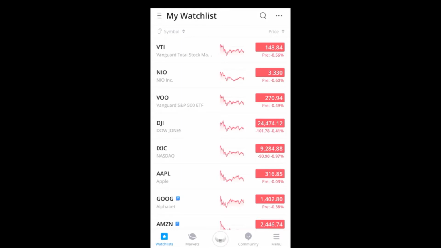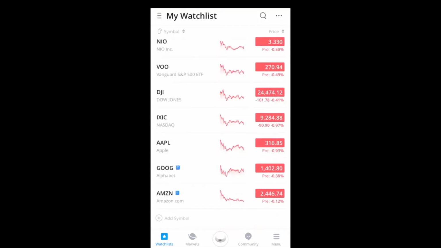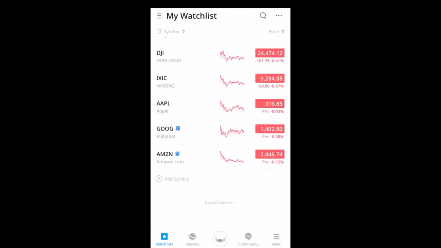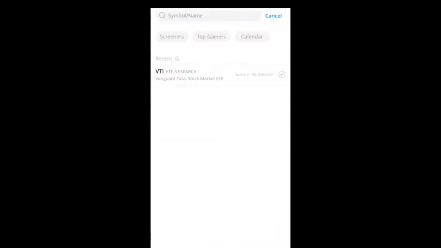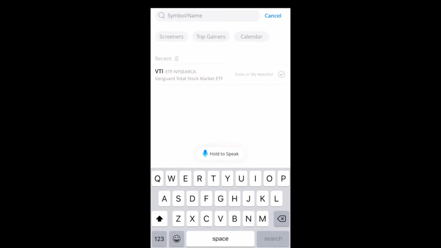As you can see listed here, at the top I have the Vanguard Total Stock Market ETF. I have NIO, which is a Chinese electric car company. I have VOO, which is another Vanguard ETF specifically for the S&P 500. And then I have a few other indexes and a few individual stocks. So what you can do is either click the magnifying glass at the top of the page, and then you can search either the name of the company that you want to search or the specific ETF. As you can see, I recently added the VTI ETF to my watch list.